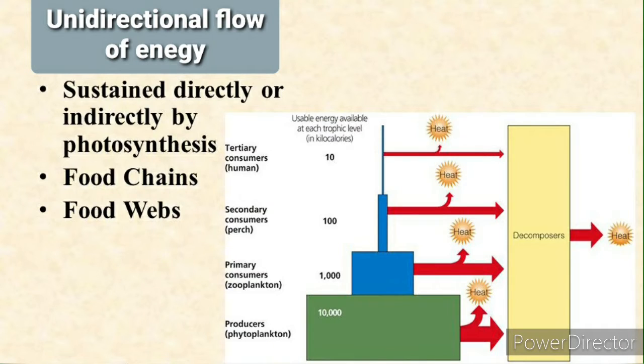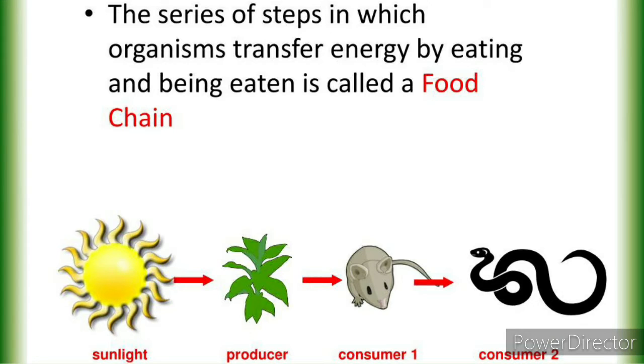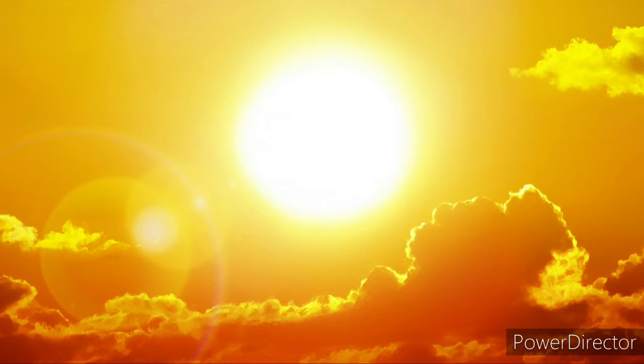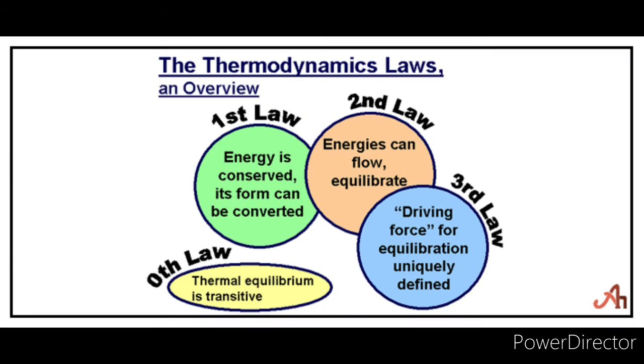There is unidirectional flow of energy from the sun to producers and then to the consumers. Therefore, all the organisms are directly or indirectly dependent on the sun. Every ecosystem follows the first and the second law of thermodynamics.